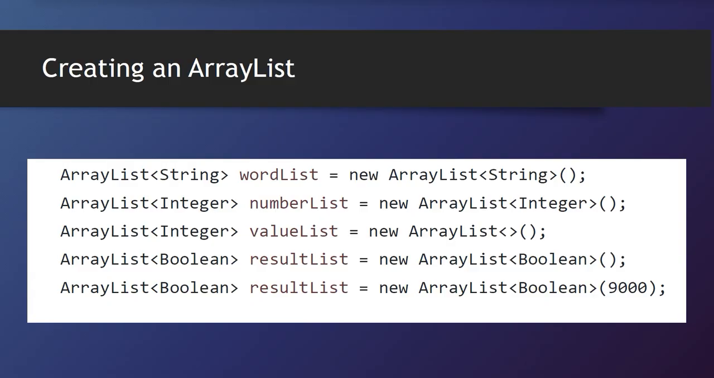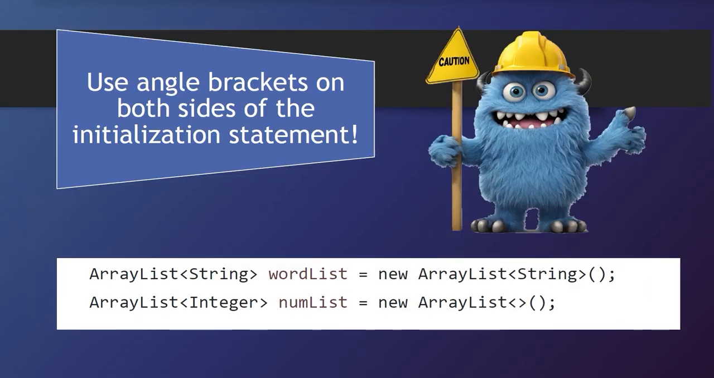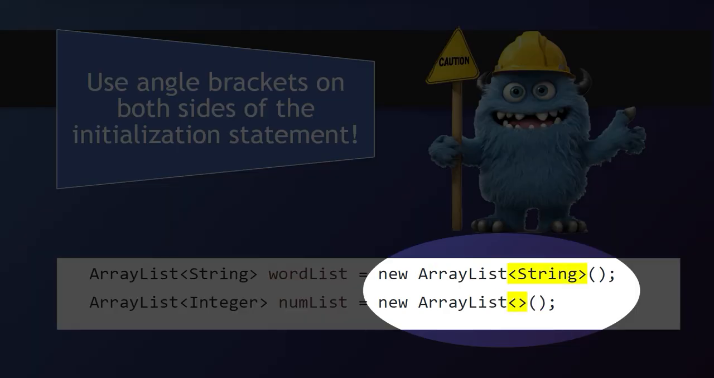ArrayLists can only hold objects, not primitives. If you want to have a list of primitives, you need to use the wrapper class, like Integer instead of int, or Character instead of char, capital B Boolean instead of boolean, and so on. Make sure you use angle brackets and type on the left side, the declaration, and either angle brackets and type or just angle brackets on the right side, the initialization. Don't forget those angle brackets on the right-hand side.